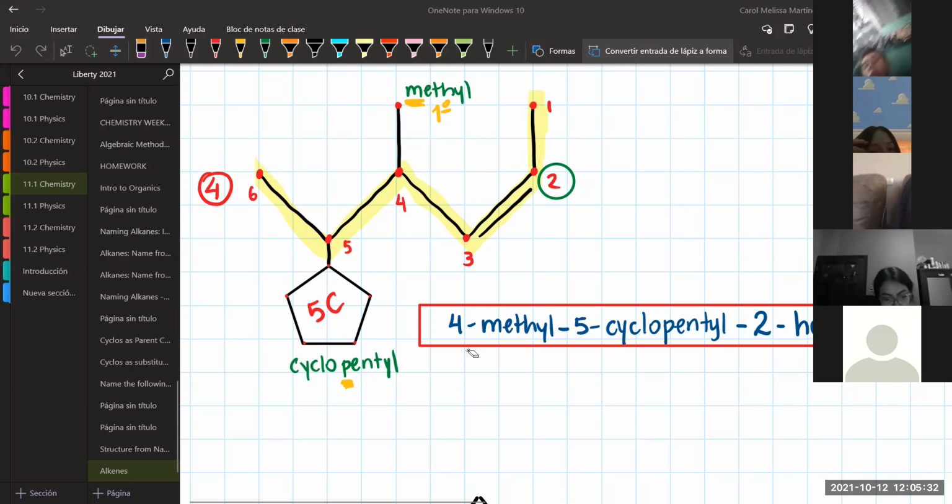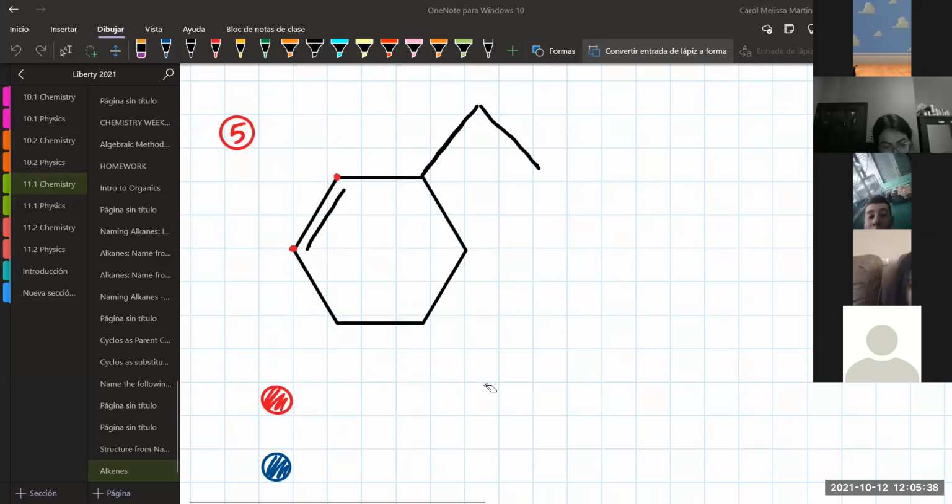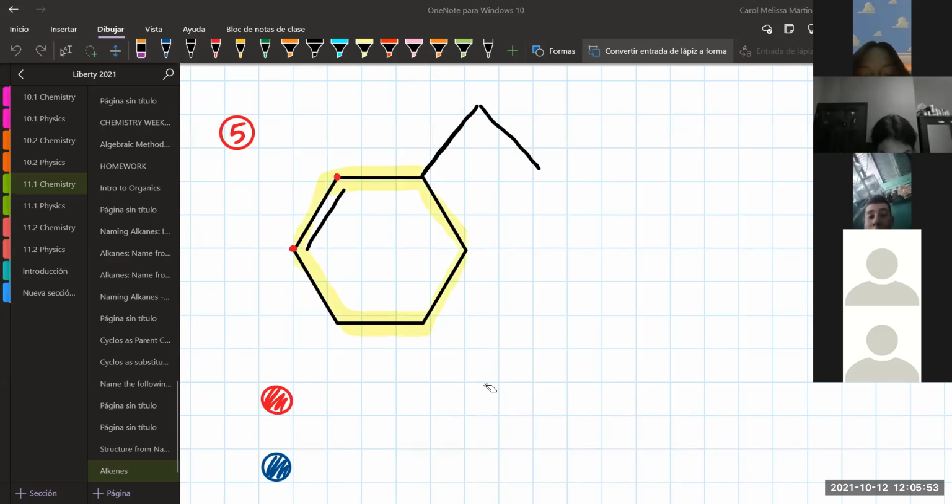Let's work with the last example for today. I have this one. And here is important that you guys pay attention. In cyclos, this is a cyclo as a parent chain because it has more carbons than the chain that is attached to it. So the parent chain is the cyclo itself. Okay, so how are we going to name it? It is a cyclo of 6 carbons, so it's gonna be cyclohex.